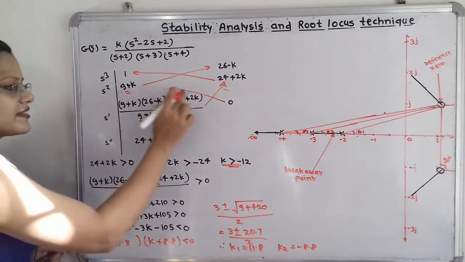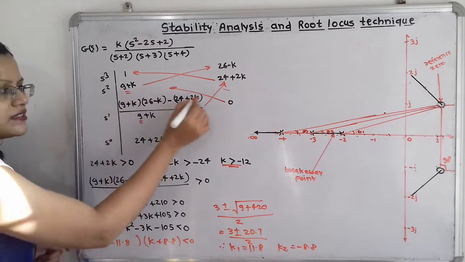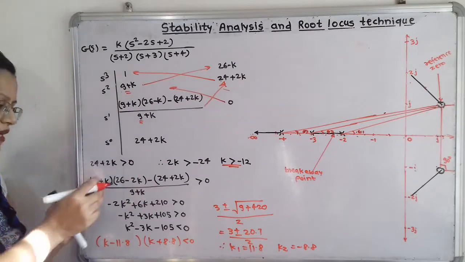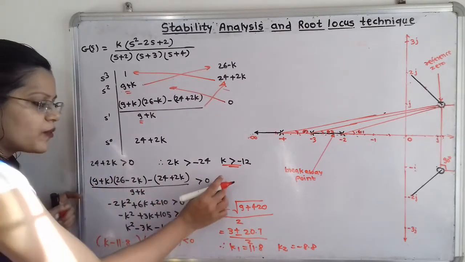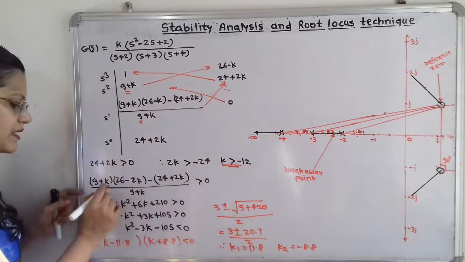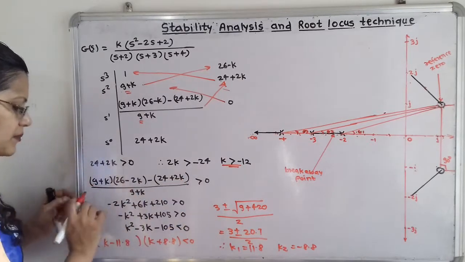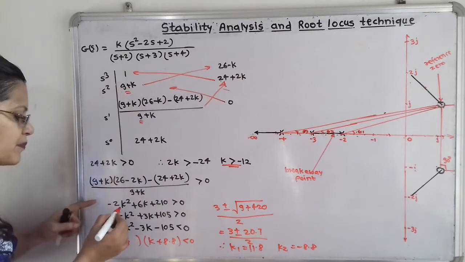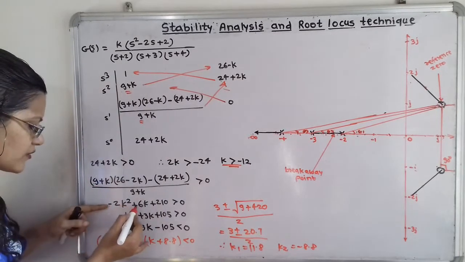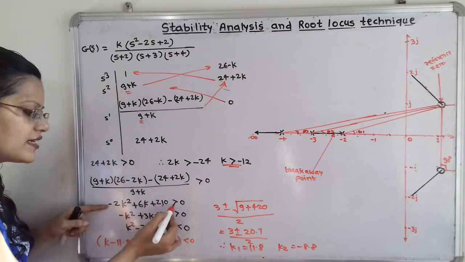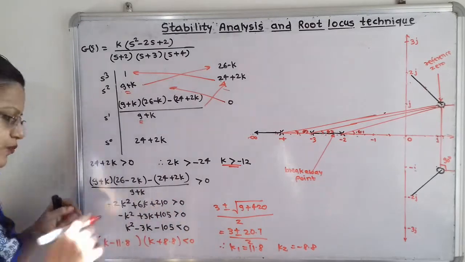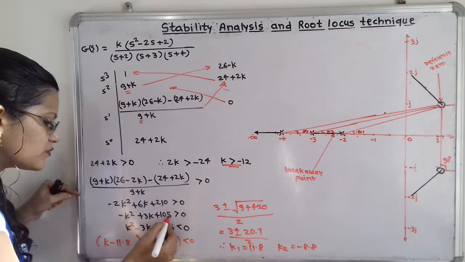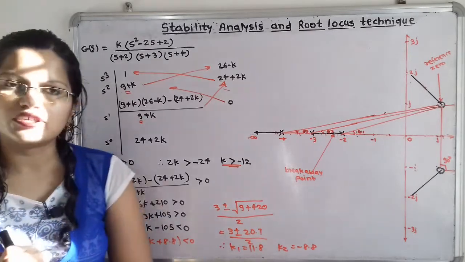Now if I take the next element, that is this total equation greater than 0, then we have to simplify. I will transfer this denominator to the right hand side, then it will become 0, and again we will simplify this. If I simplify all this numerator, then it will become minus 2k square plus 6k plus 210 is greater than 0. Now again we will simplify. Minus k square plus 3k plus 105 is greater than 0.